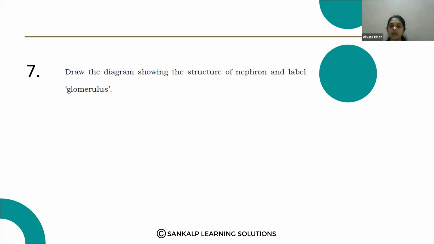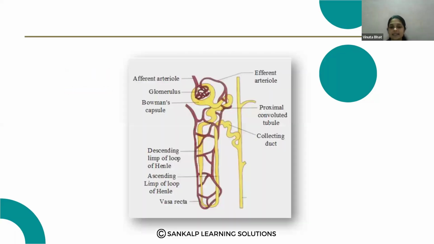Next question. Draw the diagram showing the structure of nephron and label the glomerulus. So one of the important diagrams from this chapter, stomata and excretory system of human and the nephron. Yes, this is the structure of nephron. One of the important questions. So labeling all the parts is very important.